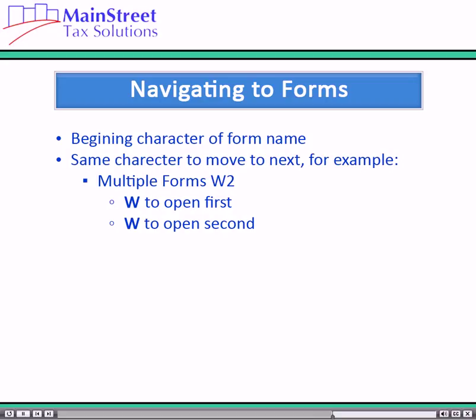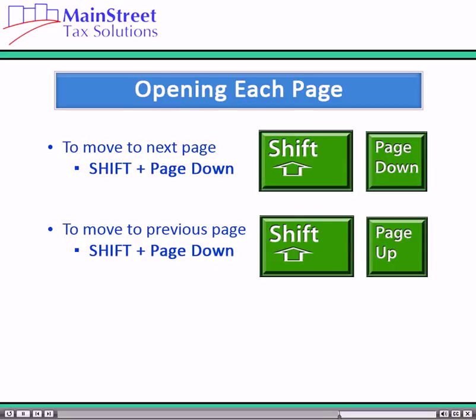Another way of navigating to forms using the Forms tree is to press the beginning character of the form name as listed in the Forms tree. Press the same character again to move to the next form starting with that character. For working within a single form, use the Shift Page Down and Shift Page Up key combinations to open the next or previous page within a single form.